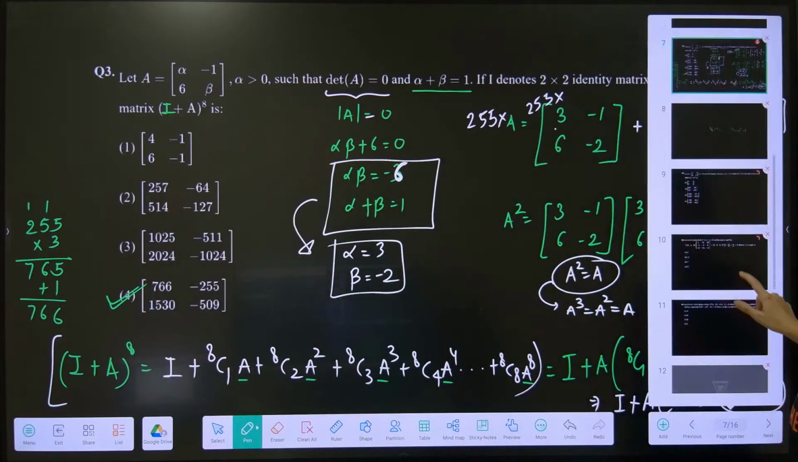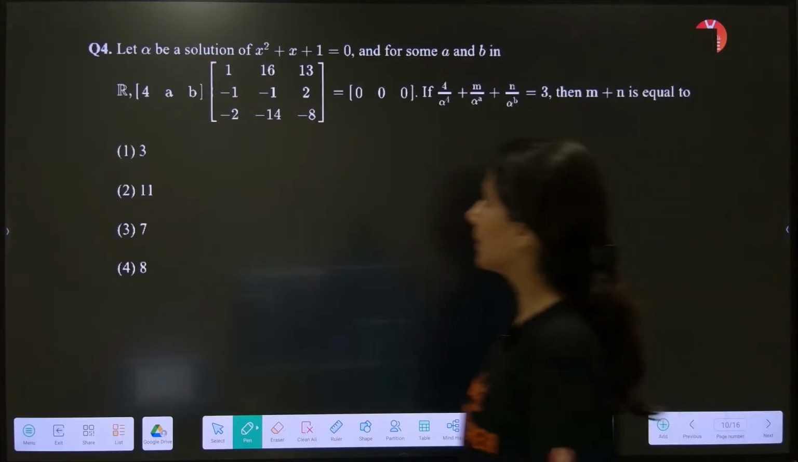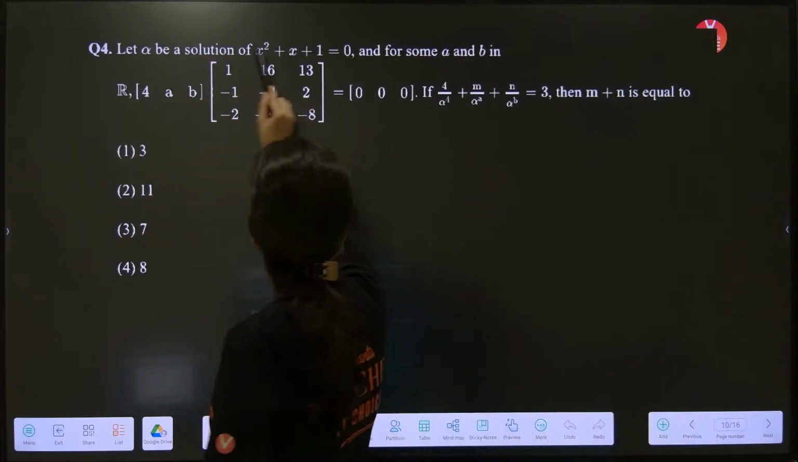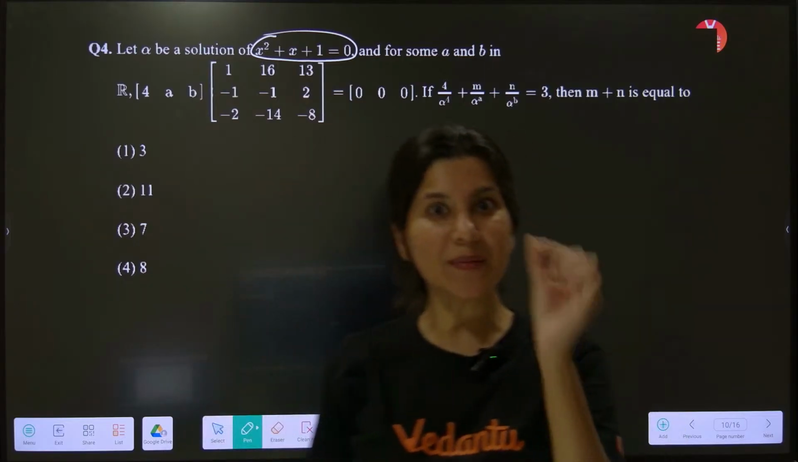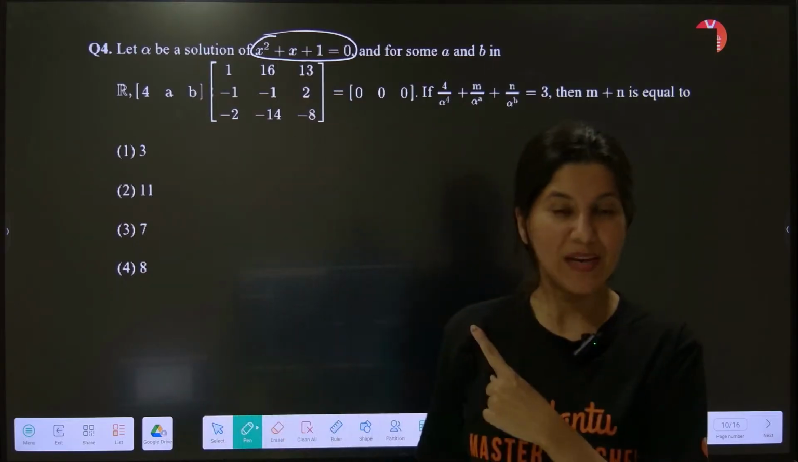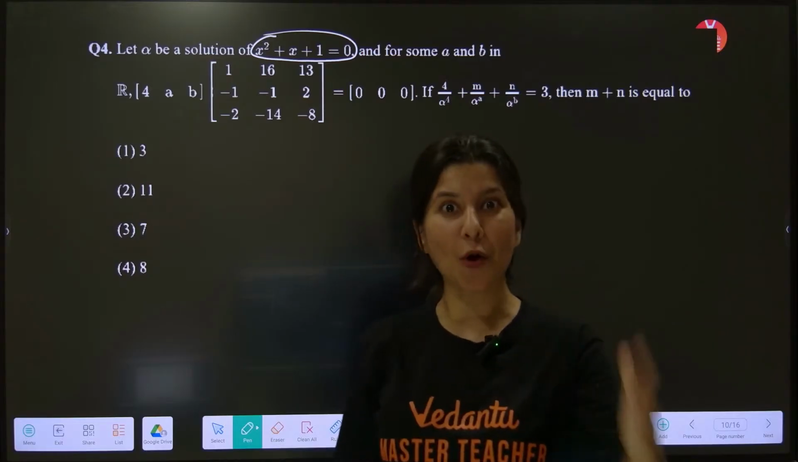Yes. Next question on your screen. The question says alpha be a solution of this. Complex number is also there. Matrices plus complex number is another combination, by the way.